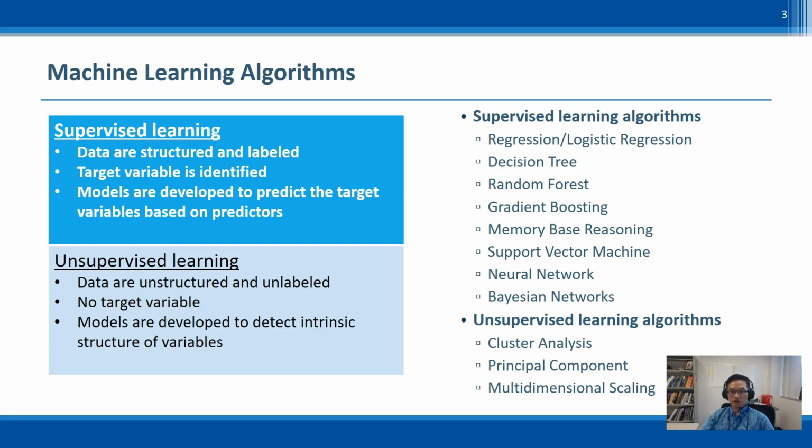The rule of thumb to decide whether you need supervised or unsupervised learning is to see if you have a target variable and whether the purpose of your research is to predict it. Naturally, there are more supervised learning algorithms compared to unsupervised learning algorithms. Some examples of supervised learning algorithms include regressions and logistic regression, decision tree, random forest, gradient boosting, memory-based reasoning, support vector machine, neural network, and Bayesian network.